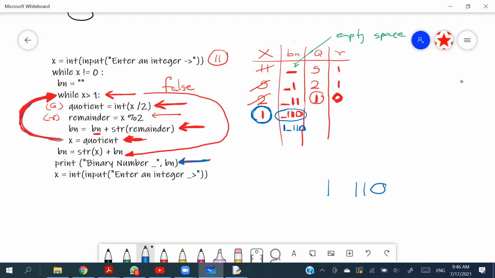Now we have given 11, right? 11 should be how? 1 0 1 1. But you have given this. So what is the problem?